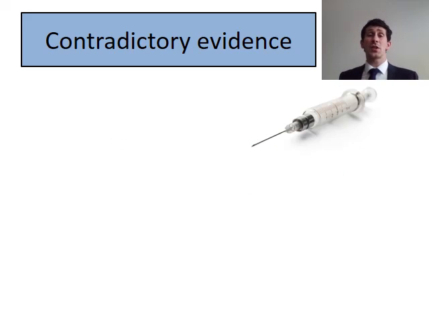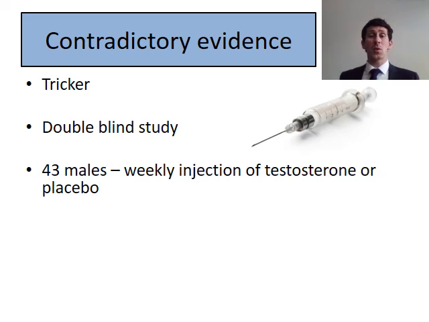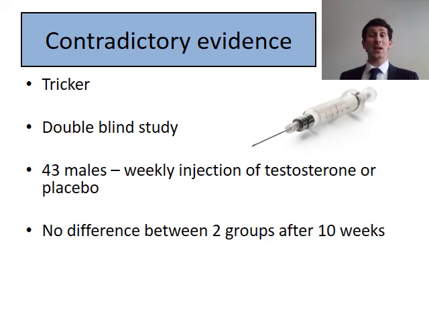There is contradictory evidence to this theory as well, in a study conducted by Tricker. It was a double-blind study, so the participants didn't know and the researchers didn't know which treatments they were getting. And they had 43 males who had weekly injections of either testosterone or a placebo. So remember, it's double-blind. Researchers didn't know, participants didn't know. And what they found was that there was no difference between the two groups over 10 weeks. So they would have measured a range of different characteristics, including things like aggression levels. But there was no difference between the two groups after 10 weeks.